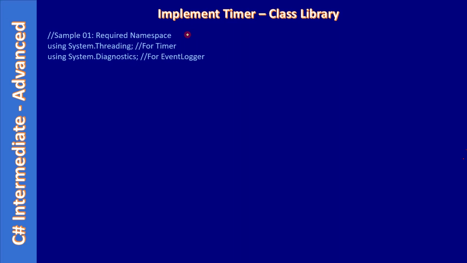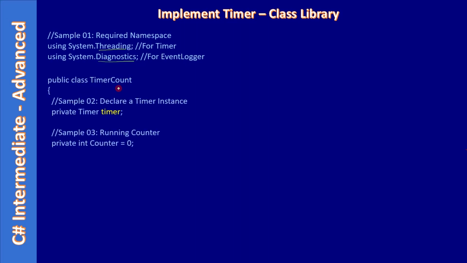So our timer is a class library project, and it depends on two namespaces. One is threading. This threading namespace is for timer, and the other one is System.Diagnostics. So this is for the Windows Event Logger.